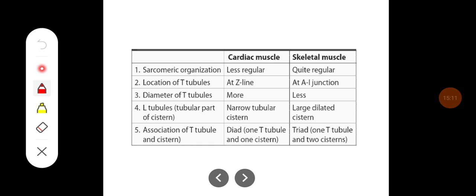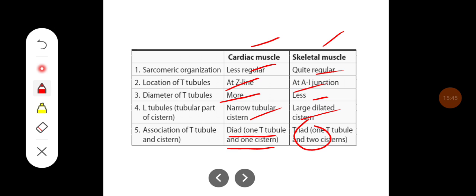So these are the differences between structure in the cardiac muscle fiber and skeletal muscle fibers. It is very regular in skeletal muscle, and it is less regular in cardiac muscle fibers. T tubules are located at the Z line here, at the AI junction there. The diameter of the tubule is more there, and here it is less. The T tubules are narrow in cardiac muscle, and in skeletal muscle they are large, dilated. Cardiac muscle has a dyad, that is one T tubule with one cistern, whereas skeletal muscle forms a triad, that is one tubule with two cisterns.